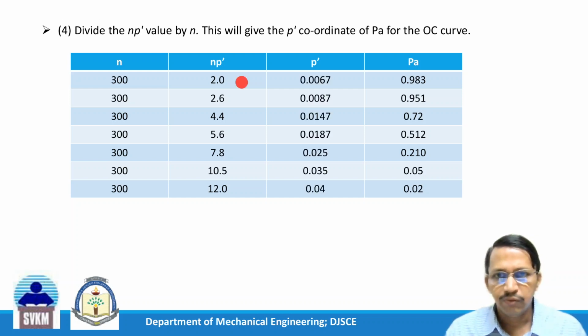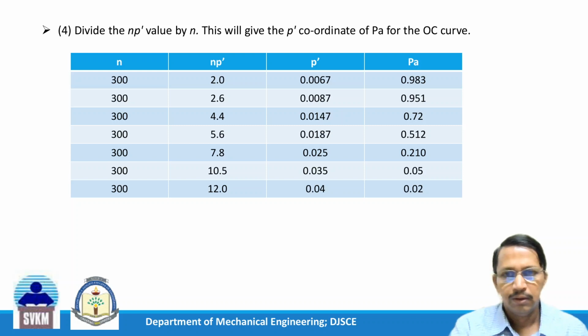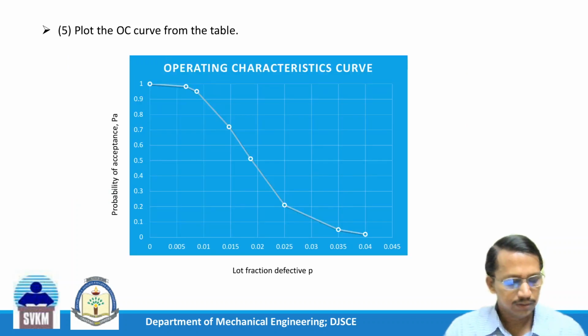Then later on we will divide these values by n and we will get fraction defective, and this is the probability of acceptance. Last step is plot a graph between this fraction defective on x-axis and probability of acceptance on y-axis, and that is nothing but the OC curve. So this is the OC curve. You are supposed to do this on the graph paper.